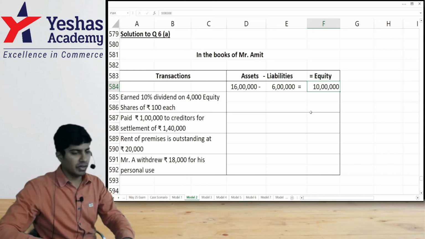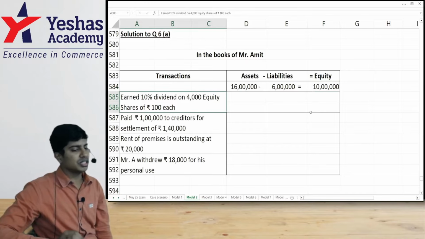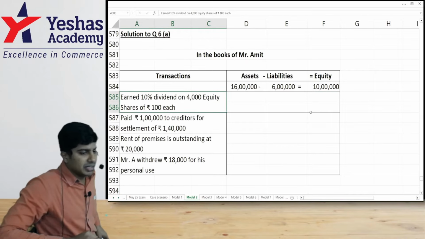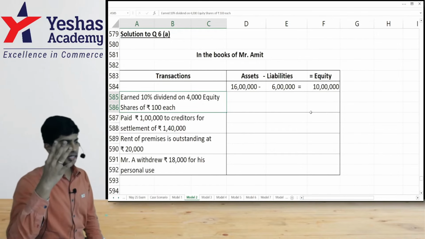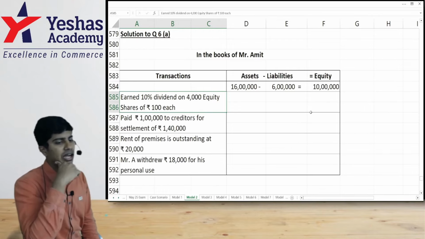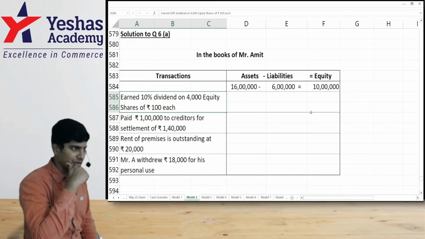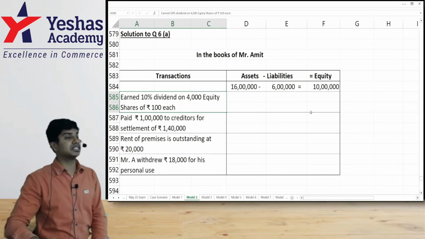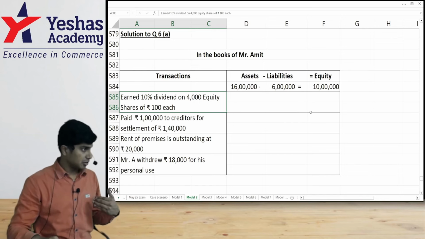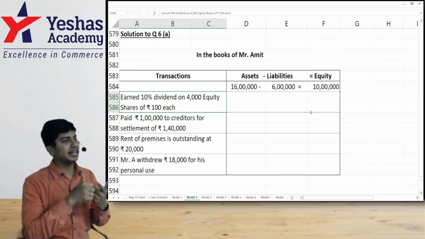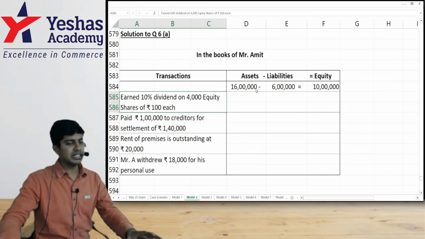Let's quickly start solving one adjustment at a time. First one. We earned 10% dividend on 4,000 equity shares of rupees 100 each. The investment is of 4,000 equity shares. Each share is 100 nominal value. Take your calculator and type 4,000 into 100 each. You get 4 lakh rupees as investment at nominal value. On this investment, you receive 10% dividend. So 4 lakh into 10%, 40,000 rupees is dividend received. Dividend received is income and it will increase my asset, that is cash. If you received it, it will increase cash. Cash is included in asset.